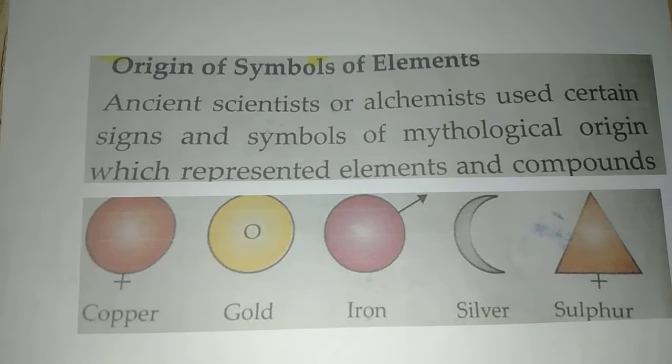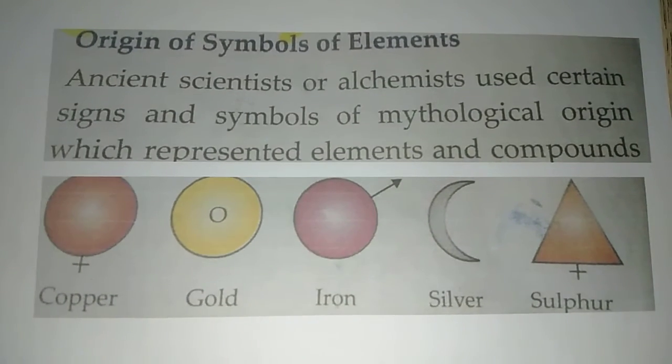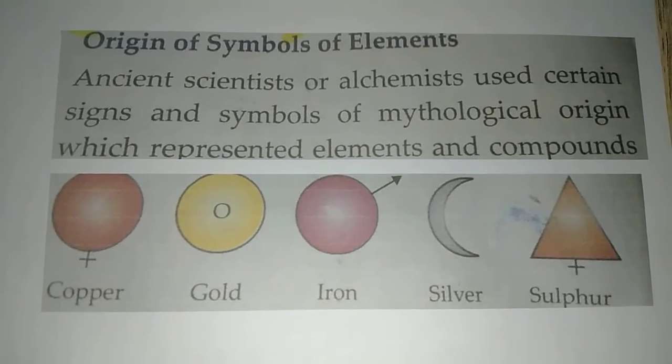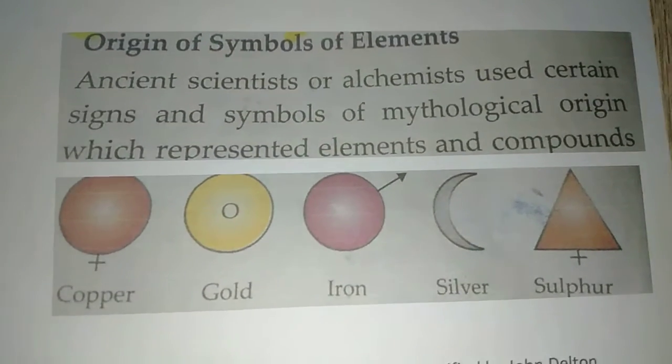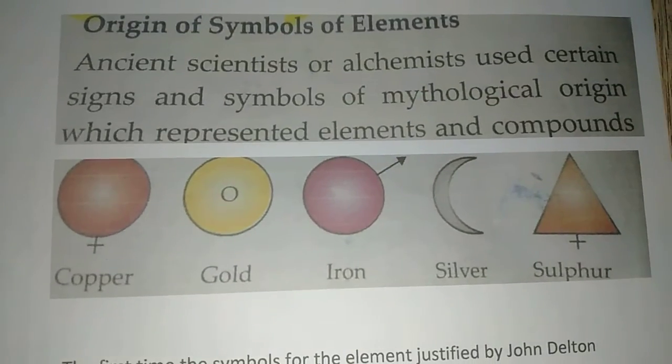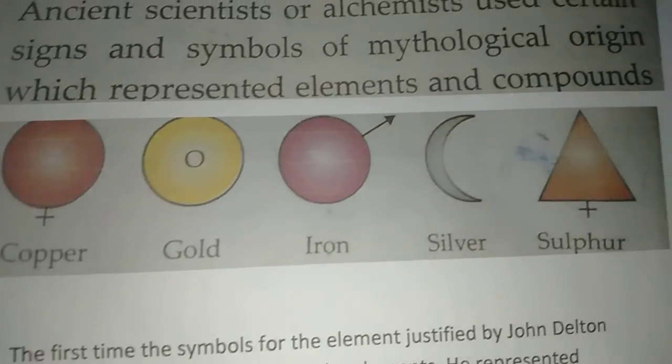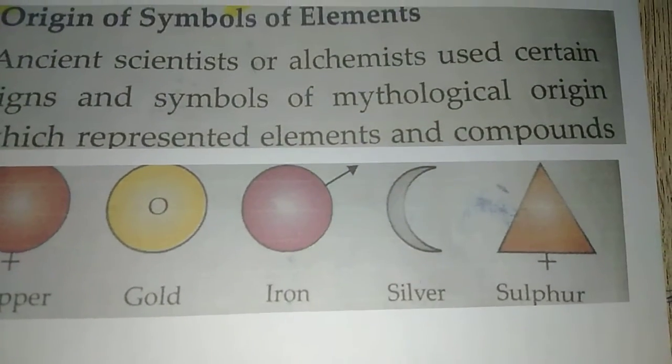Origin of symbols of elements. Ancient alchemists used certain signs and symbols of mythological origin which represented elements and compounds: copper, gold, iron, silver, sulfur.